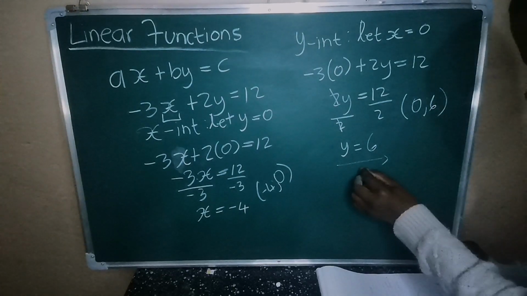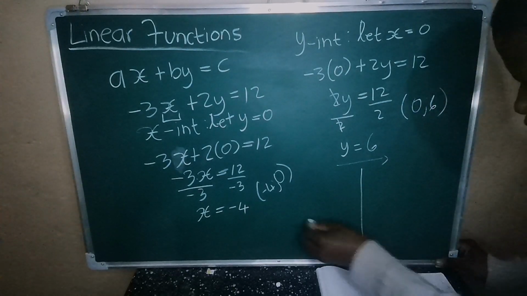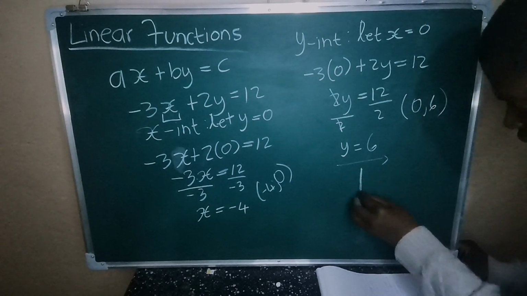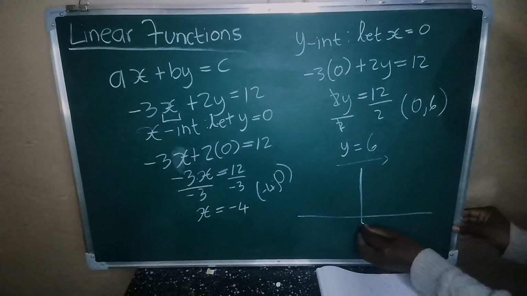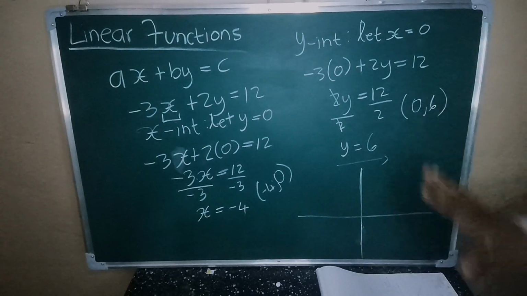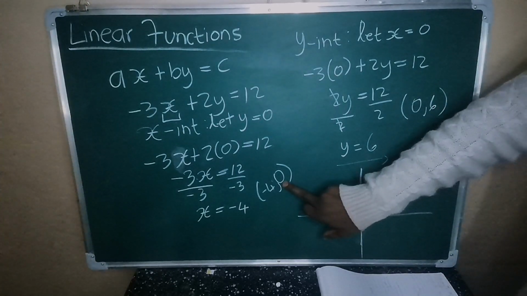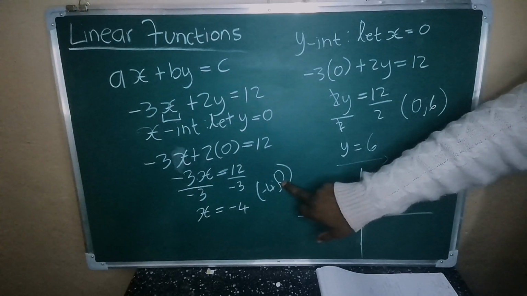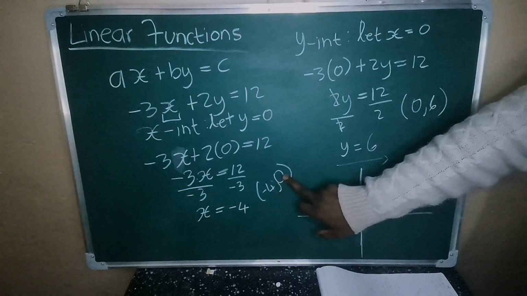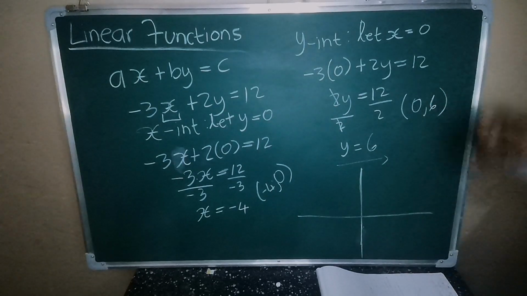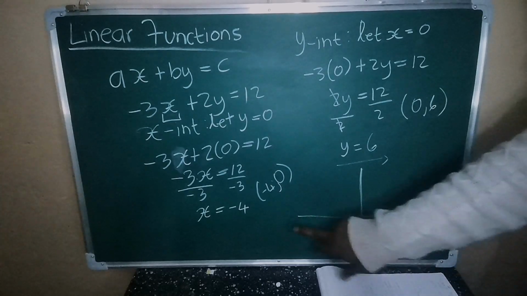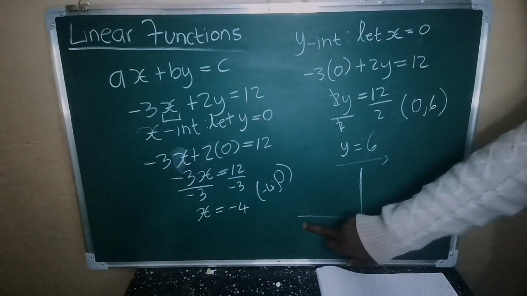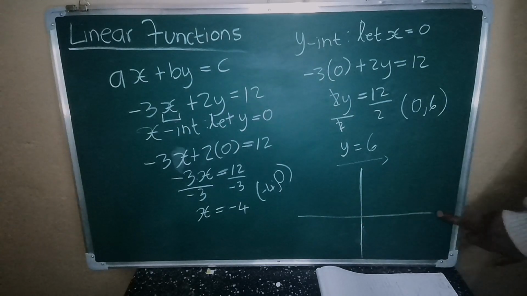Then I draw the function here. I just draw my graph. How do you draw a graph here? Y is 0. That means the graph here, this point negative 4 and 0, will cut the x-axis. Since y is 0, that means the graph can touch the line as long as it touches my x-axis.